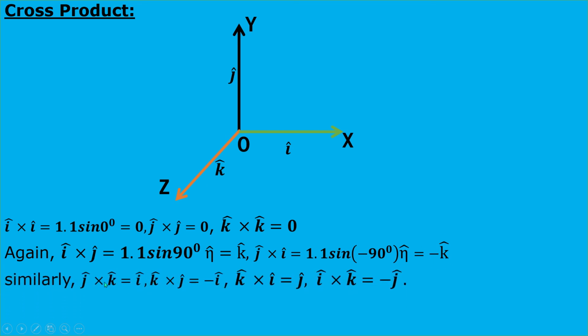Similarly for the other cases: J cross K means anti-clockwise movement, so it will be I. K cross I is also J, but I cross K equals minus J, and K cross J equals minus I. Clear? You have to remember this.